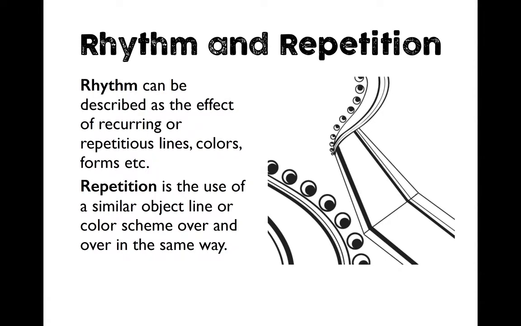So the first principle set that we're going to look at is rhythm and repetition. They're pretty straightforward terms, right? If something is rhythmic, it can be described as having the effect of recurring or repetitious lines, colors, forms, etc. In this first project, we're going to use just black and white to illustrate rhythm and repetition. And repetition is the use of similar object, line, or color scheme over and over in the same way. So in this case, we have both rhythm and repetition being shown on the right.